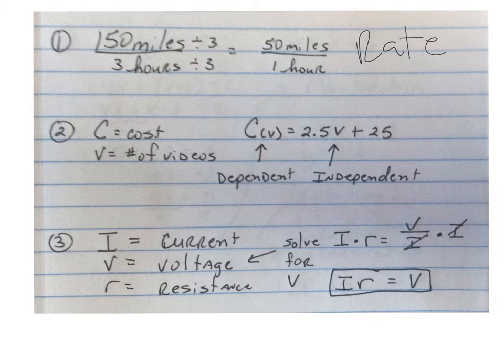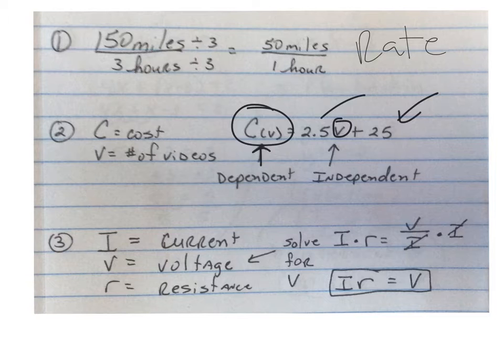All right, on number 2, what you want to do is set up an equation, or actually a function, and it's $250 for each video, and it's a startup of $25. Your independent is the number of videos right there. Your dependent is the cost, which is right there, because the cost depends on how many videos you rent.